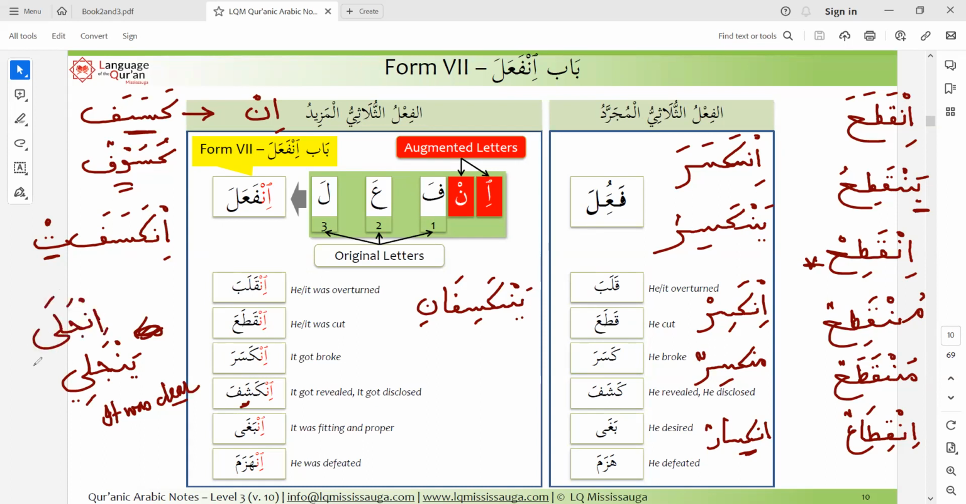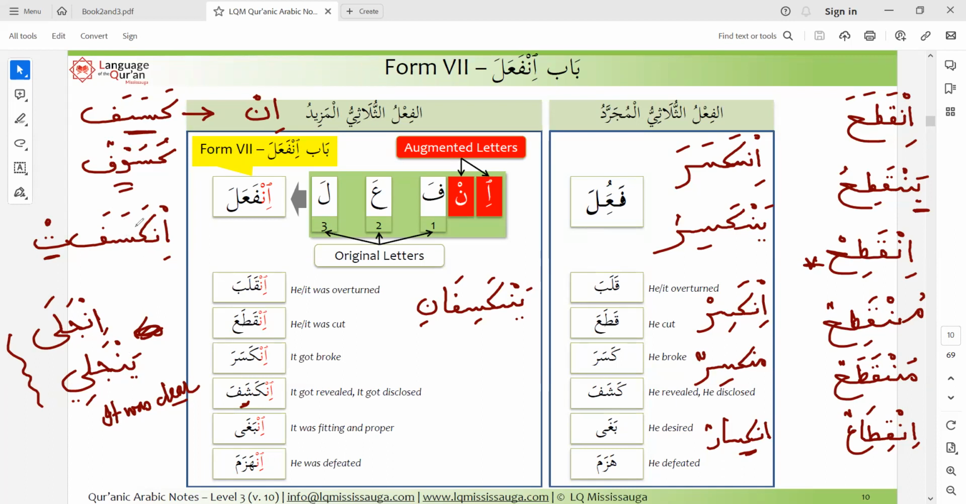Now, which bab is this verb from? Injala ينجلي. Any idea? Form 5. What do we see? Injala, infa'ala. It's from the same bab only, right? Infa'ala, injalaya, yanjaliyu. Infa'ala, yanfa'ilu. Same verb. Okay, injala, yanjali means to become clear.